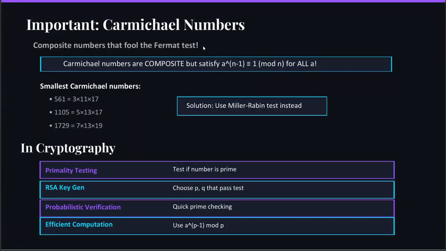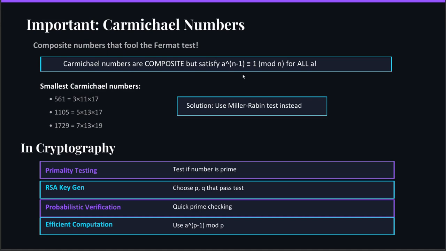So far, the Little Fermat theorem seems to be a perfect tool for identifying prime numbers. However, mathematics always has interesting exceptions. There exists a special case of composite numbers known as Carmichael numbers. These numbers are not prime, and in fact they can be factorized into smaller numbers. Yet they still satisfy the Fermat congruence relationship for many values of a. In other words, they behave like prime numbers even though they are composite. Think of them like disguised primes that can trick a simple primality test.